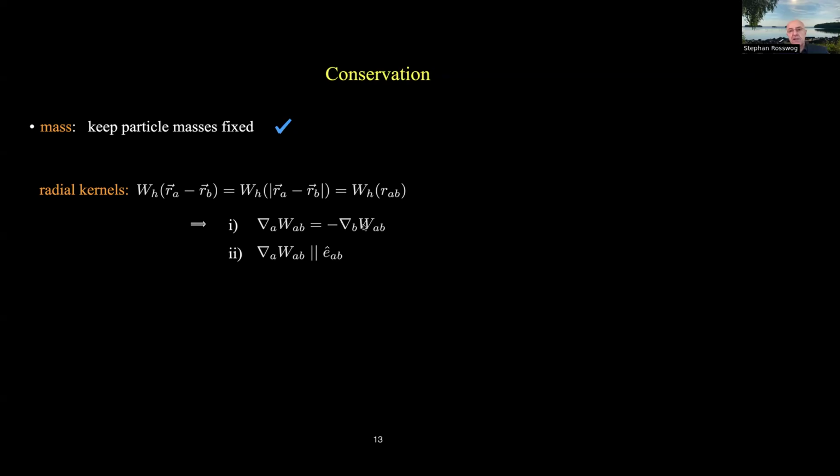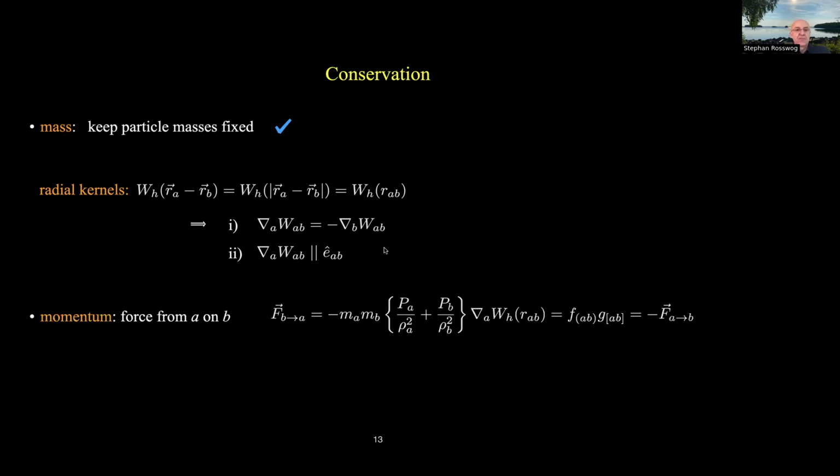So this will be very important, and as you probably can guess already, this is then to implement Newton's third law, actio equals reactio. The other thing that you find then is that the kernel gradient is parallel to the direction, to the line connecting two particles, and this will be important for angular momentum conservation.